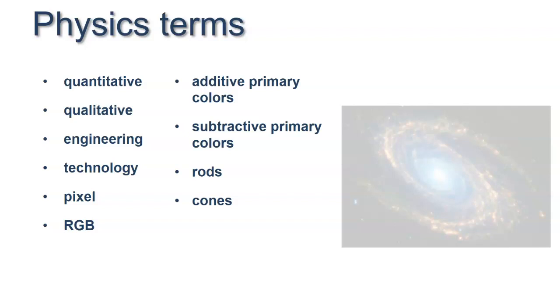Some terms that are important to know, most of these hopefully you do already know, such as quantitative and qualitative. Quantitative dealing with numbers, qualitative dealing with the quality or more abstract sort of concepts, color, etc. Engineering technology, pixel, RGB, primary color or additive primary colors, subtractive primary colors, rods and cones, which are in your eye.